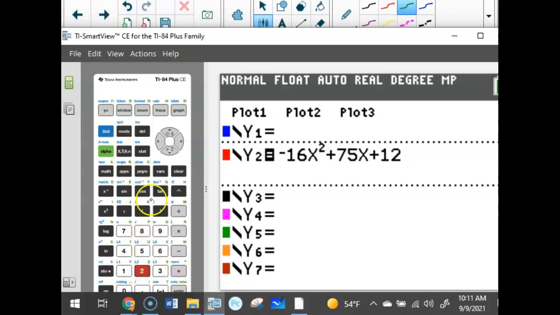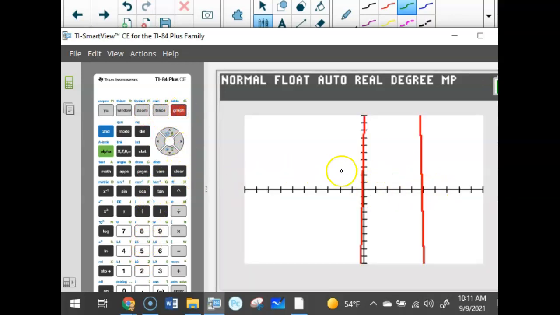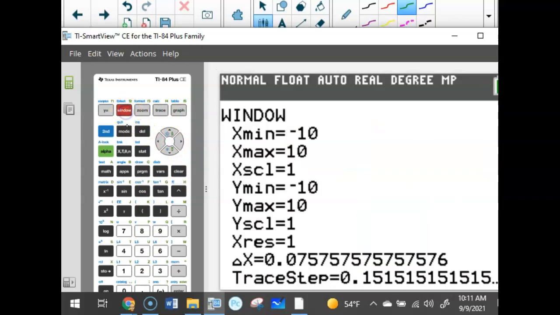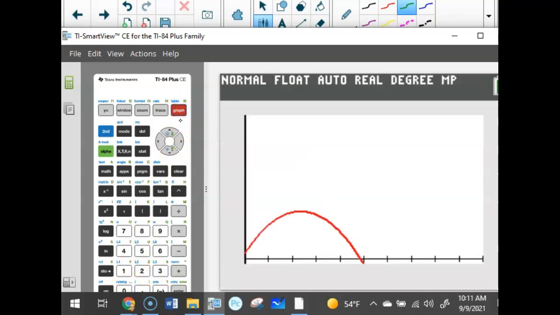Yeah, okay. If I try it with a standard window, not so good. An appropriate window would be to have no negative x's because that's time. And I definitely needed to look up higher. I'm going to try 300. Yeah, that's way too much, but it'll work. Okay, how do we find the time at, was it 1.8? Want the height at 1.8 or something?